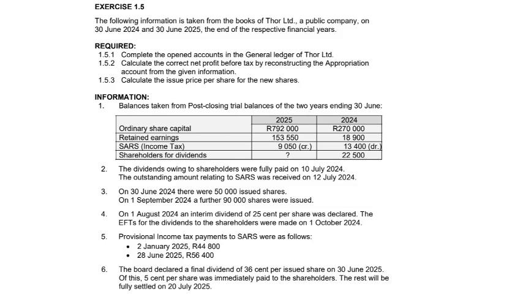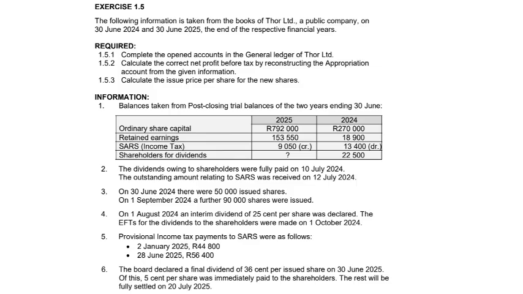Exercise 1.5. The following information is taken from the books of Thor Limited, a public company, on 30 June 2024 and 30 June 2025, the end of the respective financial years. Required: 1.5.1, complete the open accounts in the general ledger of Thor Limited. 1.5.2, calculate the correct net profit before tax by reconstructing the appropriation account from the given information. 1.5.3, calculate the issue price per share for the new shares.